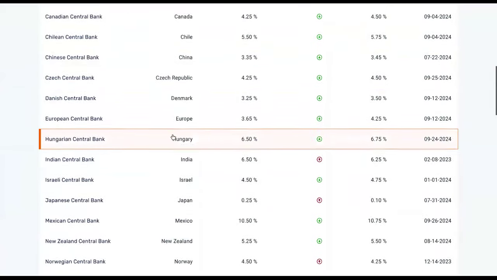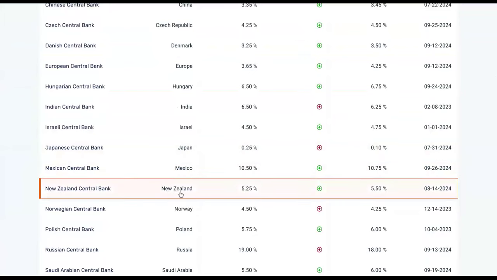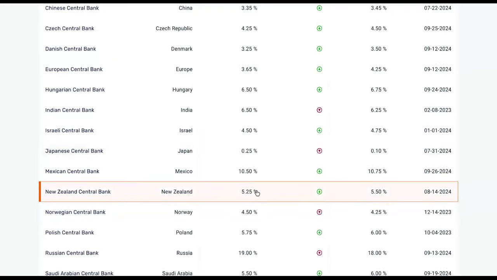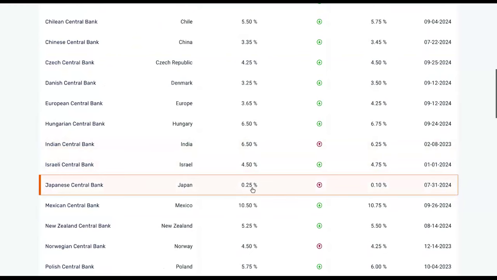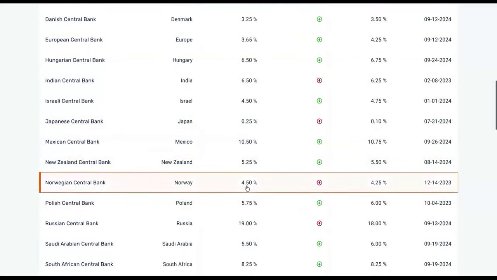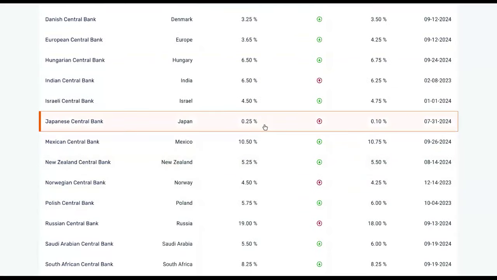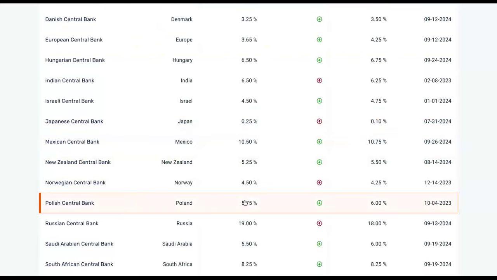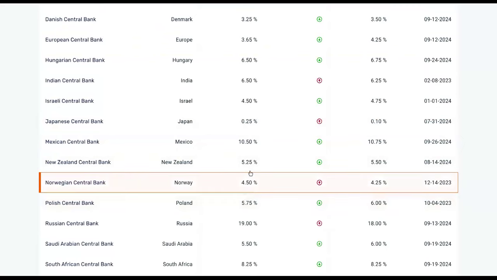Let's go down. What are we looking at? Right there. The Reserve National Bank of New Zealand, right? 5.25 interest rate currently. Compared to the Bank of Japan, which is 0.25 right now because they raised it recently. They were in negative though. But you can see there's a big difference between these two banks. There's a 5.5 difference between the two banks.